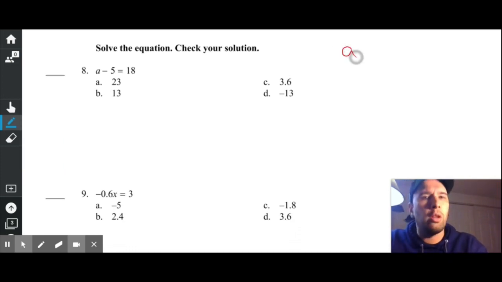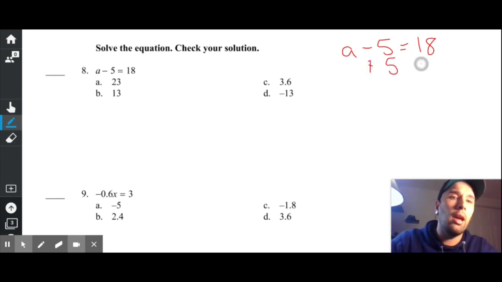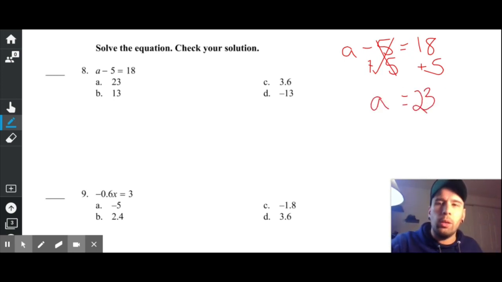Dunzo, dunzo, funzo. a minus 5 equals 18. This is a nice one-stepper. I could use a one-step problem to make life a little easier. Is a all by itself? No. What's in the way? Negative 5. How do I get rid of negative 5? Add 5 to both sides. Cross it out. 18 plus 5 is 33. 23. Just kidding. 23. Michael Jordan.